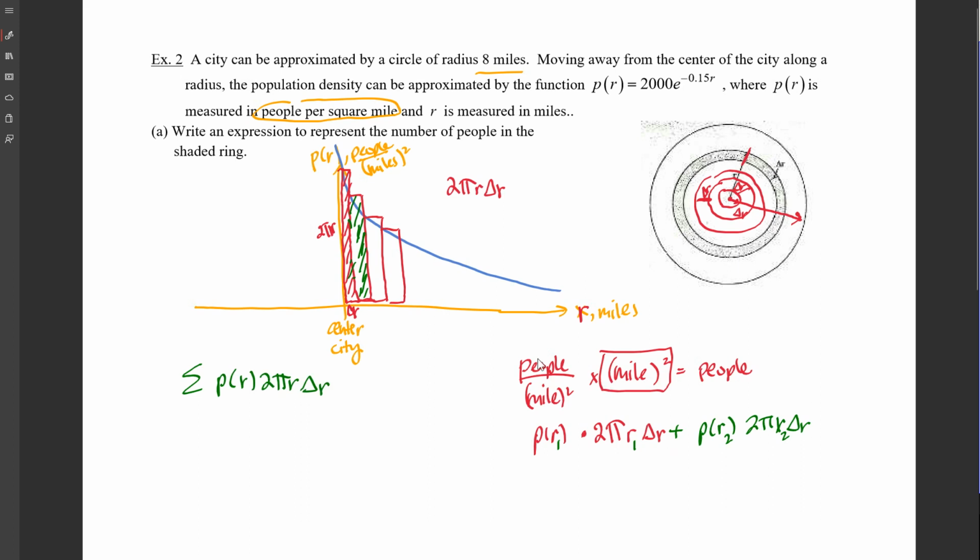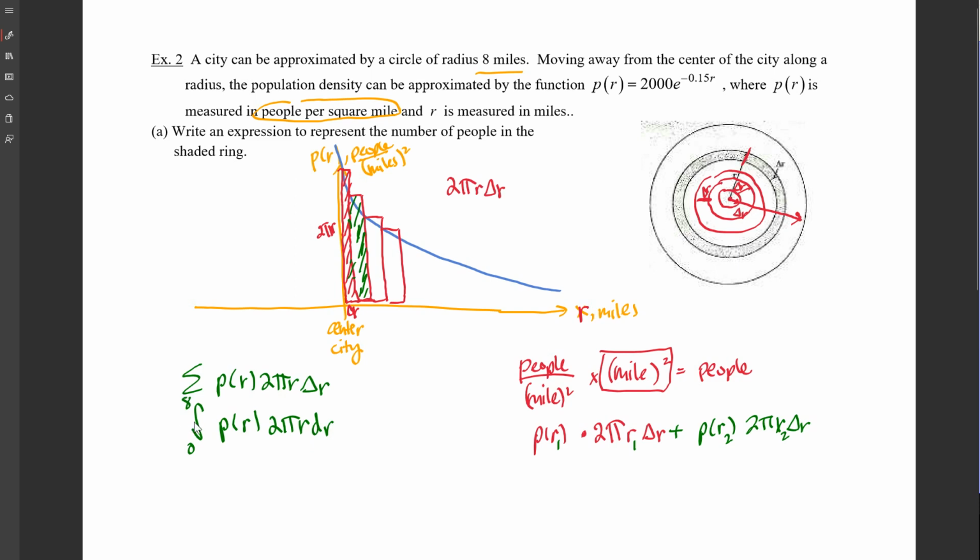Okay? And as I get this, this will be integrated. This is the same thing as the integral of P(r) 2 pi r dr. And that'll go from what's my smallest r to my largest r. My smallest r is going to be 0, and what's my largest r? It'll be 8. Okay? And each one will take care of one of these rings.